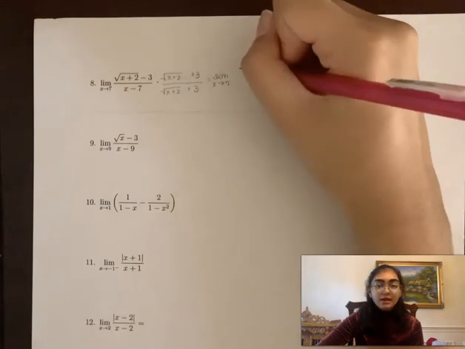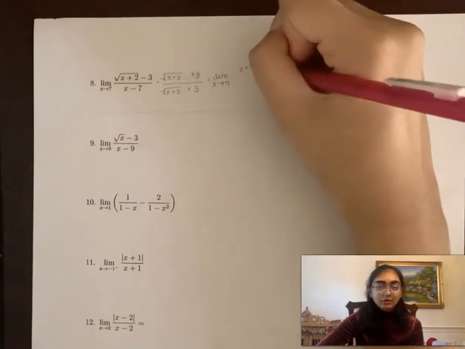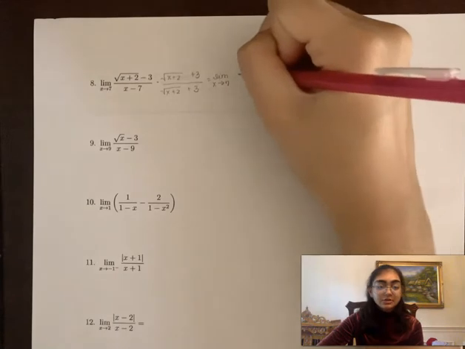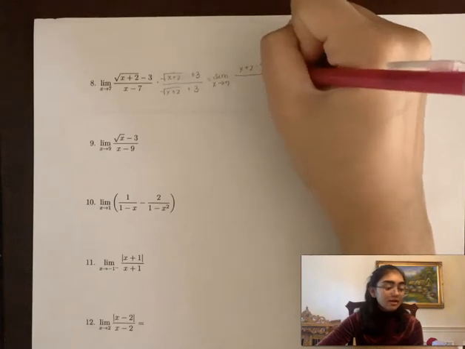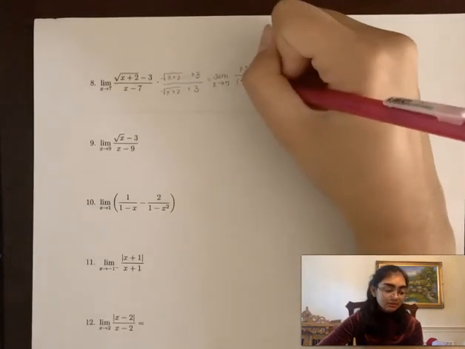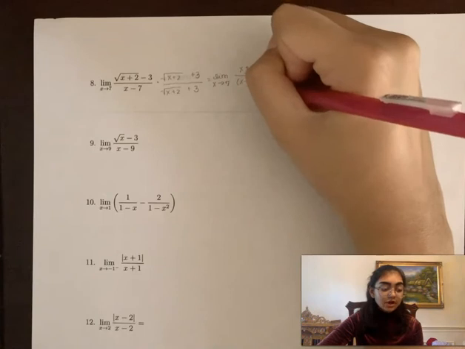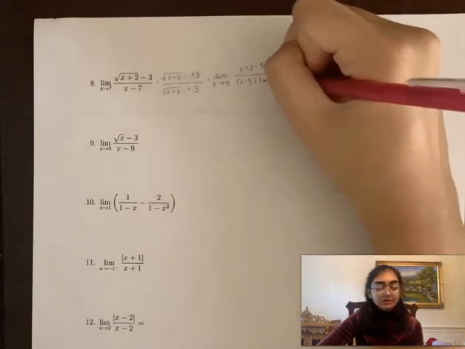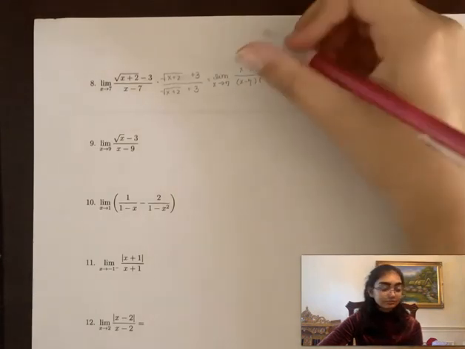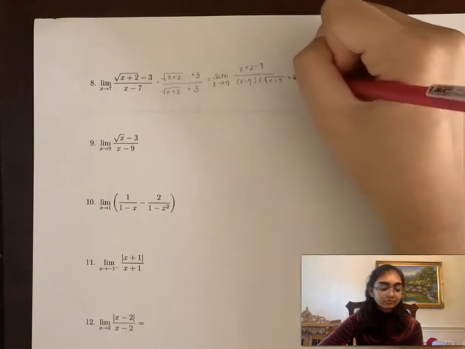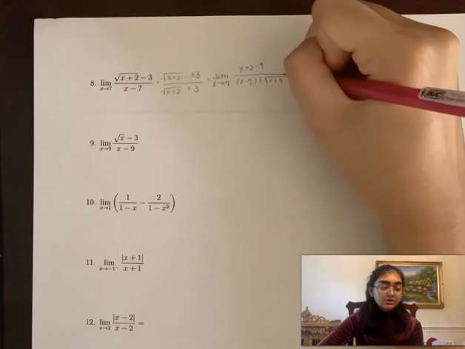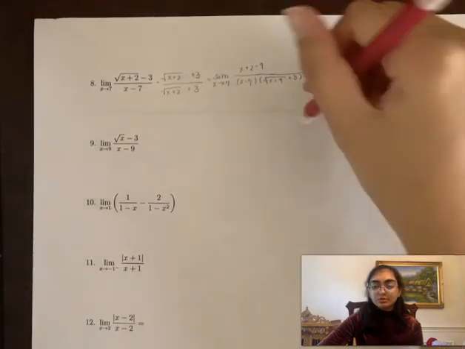So once we do that, on the top, we're going to get x plus 2 minus 9, since the square roots cancel each other out. And then on the bottom, we're going to get x minus 7 times square root of x plus 2 plus 3. So we've gotten rid of the square root in the numerator.